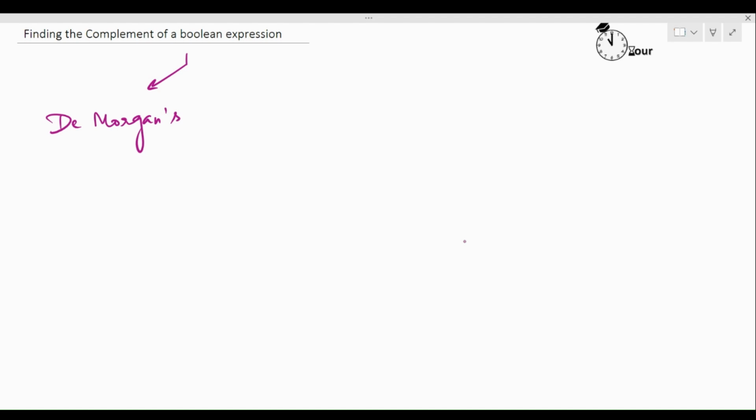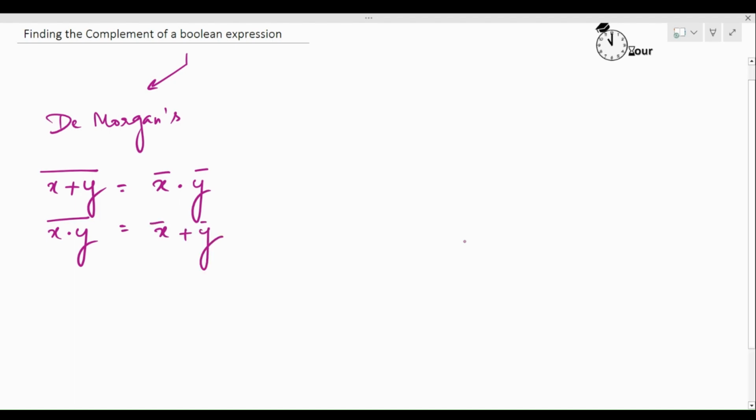If there is a Boolean algebraic expression like x plus y, the plus over here is the logical OR operator. Say I want to find the complement of this. According to De Morgan, this would be x complement dot y complement. This dot is nothing but the logical AND. Similarly, we can say that x dot y the whole complement can be written as x complement plus y complement.